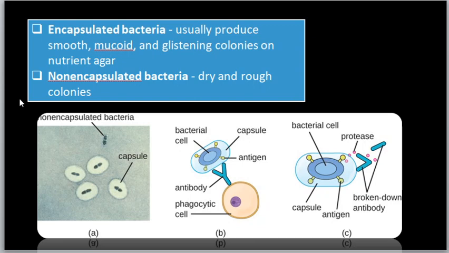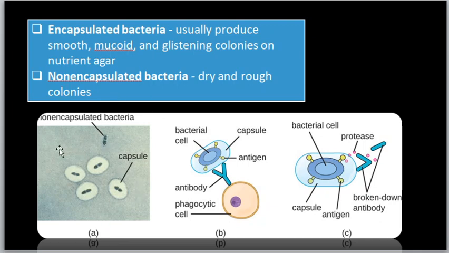Okay? So, you have encapsulated bacteria, usually, encapsulated bacteria usually produces a smooth, mucoid, and glistening colonies on nutrient agar. Ito siya class, since encapsulated yung bacteria mo, meaning hindi siya dehydrated. It is very healthy. That's why the colony that it produces in a culture, okay, is smooth, sticky siya or mucoidal, and glistening. Very healthy. While, on the other hand, if wala siyang capsule, non-encapsulated bacteria siya, ang napoproduce niya na colony is dry and rough, unhealthy type of colony.